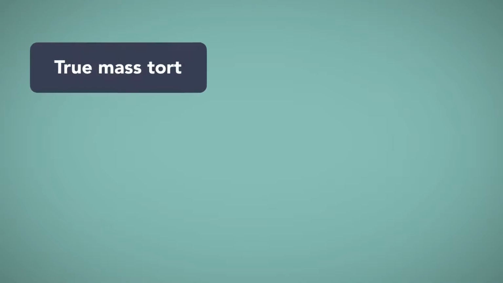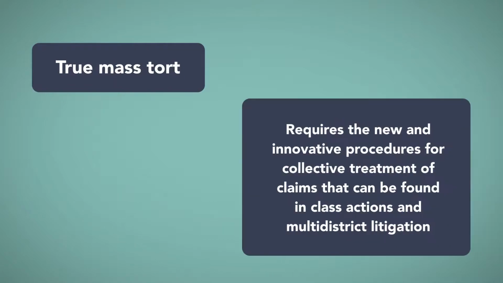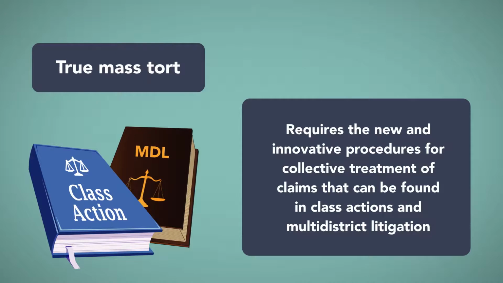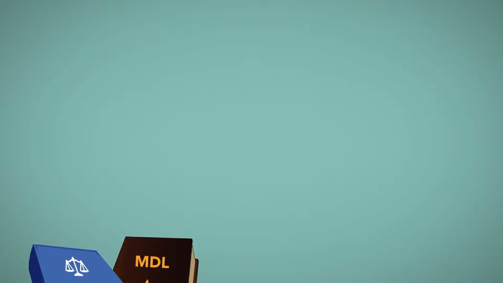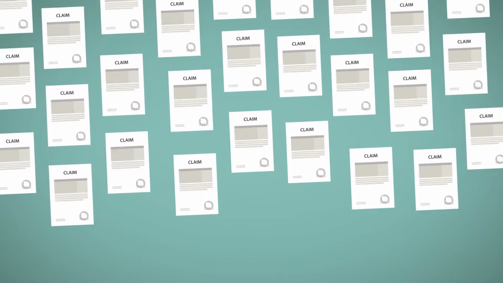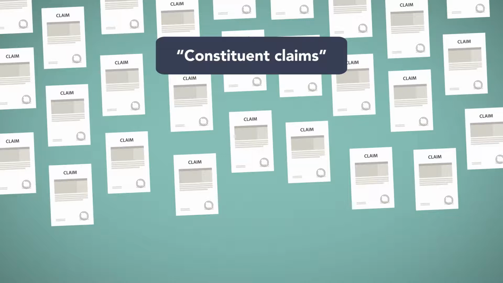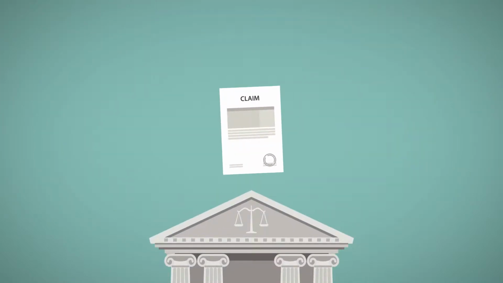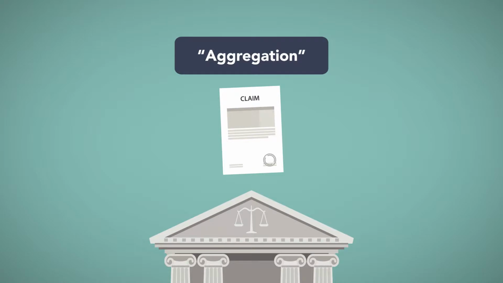Finally, there is the true mass tort, which means a tort action that requires the new and innovative procedures for collective treatment of claims that can be found in class actions and multi-district litigation. There may be thousands or even tens of thousands of individual claims, which are often called the constituent claims of the mass tort, but they are treated collectively in the courts in a process often referred to as aggregation.